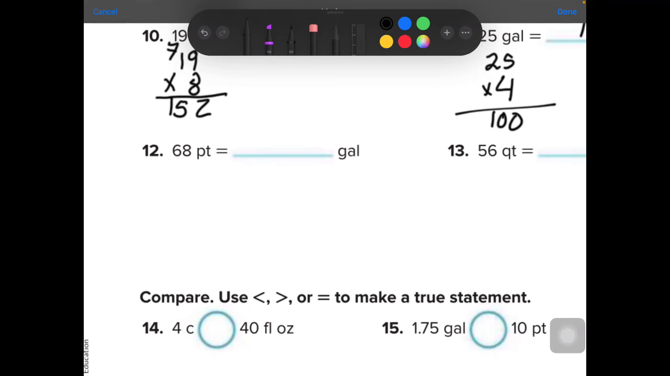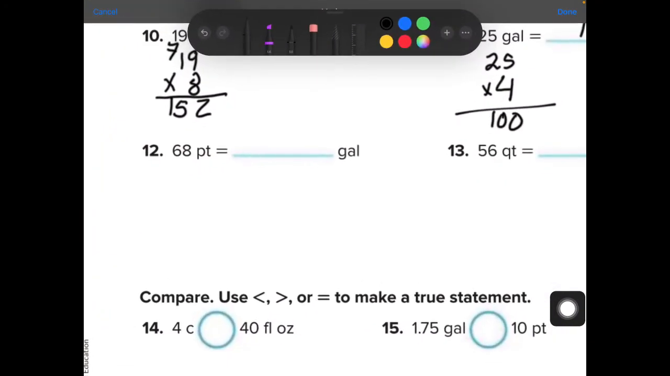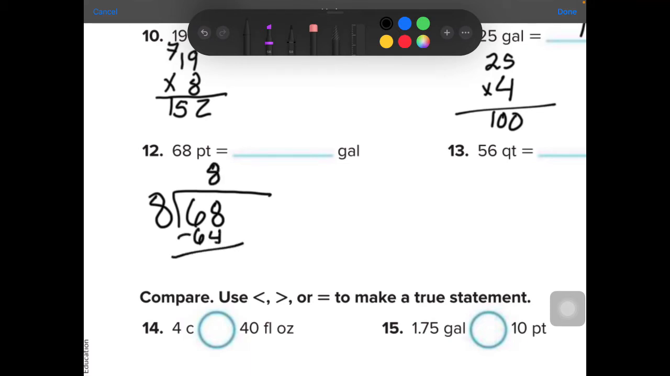Number 12, we have 68 pints equals how many gallons? Let's see how many pints are in a gallon, shall we? Pints are the purples. 1, 2, 3, 4, 5, 6, 7, 8. So there are 8 pints in a gallon. So we have 68 pints that we can divide into groups of 8. 8 will go into 68 at least 8 times, because 8 times 8 is 64, right? With the remainder of 4 left over.